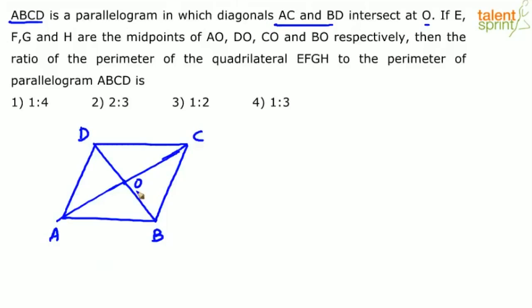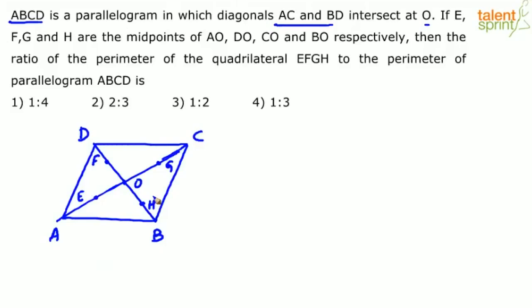Now, if E, F, G, H are the midpoints of AO, DO, CO, and BO: E is the midpoint of AO, so this is point E, and F is the midpoint of DO. G is the midpoint of CO, and H is the midpoint of BO. So these are the midpoints.